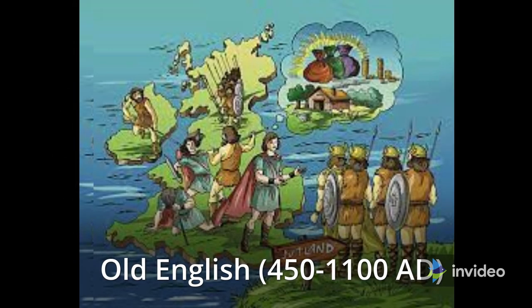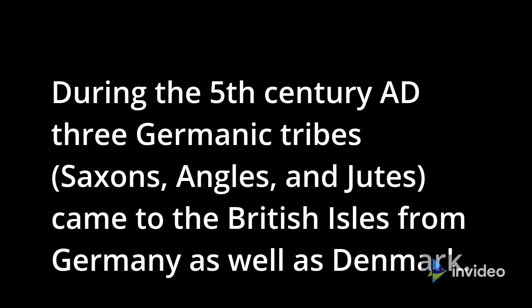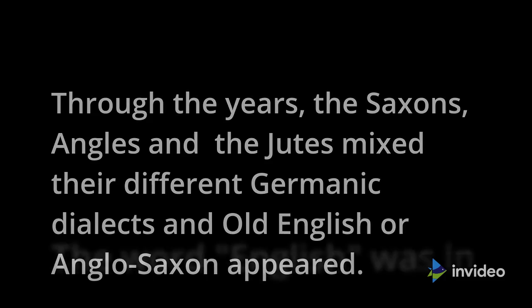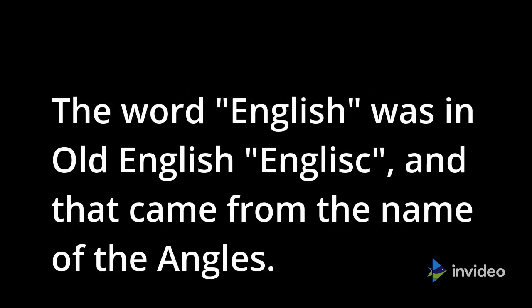Old English from 450 to 1100 AD. During the 5th century AD, three Germanic tribes, the Saxons, the Angles, and the Jutes, came to the British Isles from Germany and Denmark. Through the years, they mixed their different Germanic dialects, and Old English or the Anglo-Saxon language appeared. The word English was Englisc in Old English, and that came from the name of the Angles.